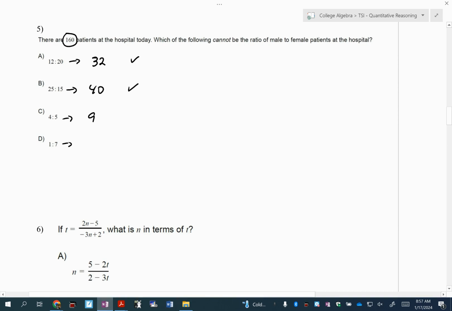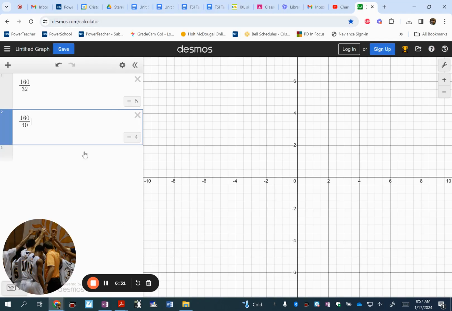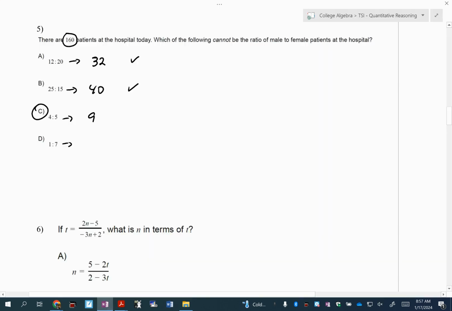Let's do 9. 160 divided by 9. See how that one is not a whole number? So this one is going to be our answer. I'll prove this last one here, 160 divided by 8. We actually know that one. 160 divided by 8 would be 20.